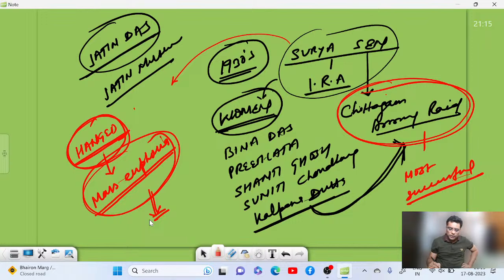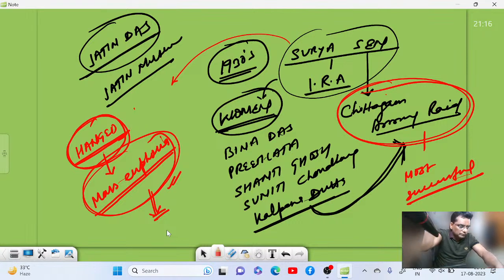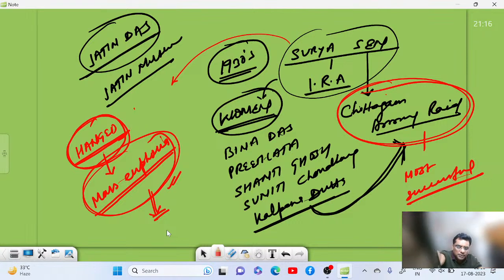So the second phase was more intense and more involved compared to the first phase, and every time there was a mass upheaval, it added the dimension of nationalism, which greatly helped in shaping the revolutionary activities.